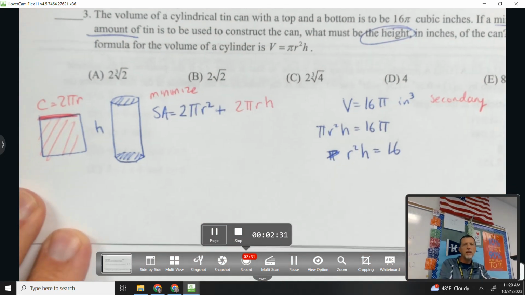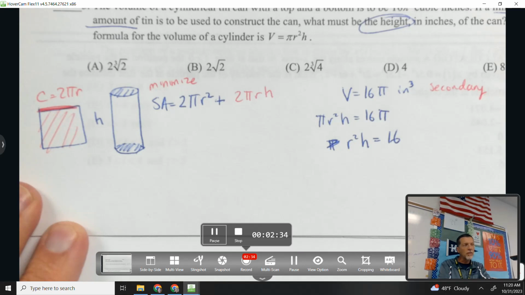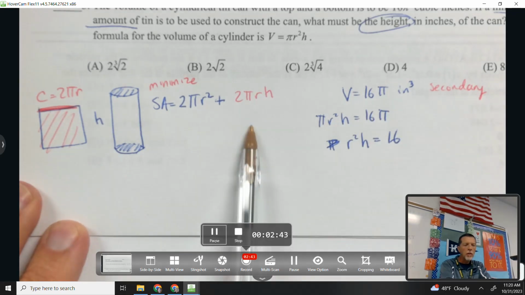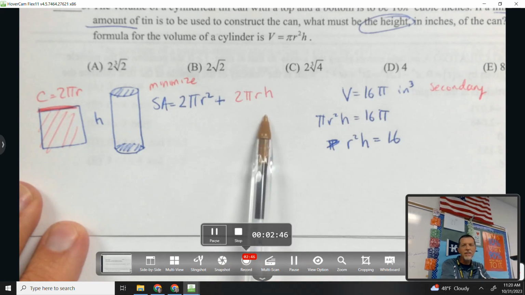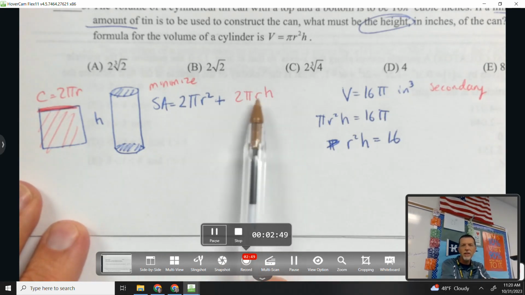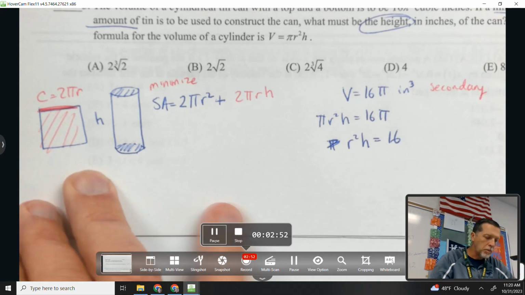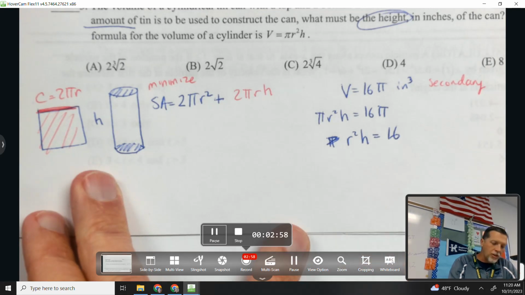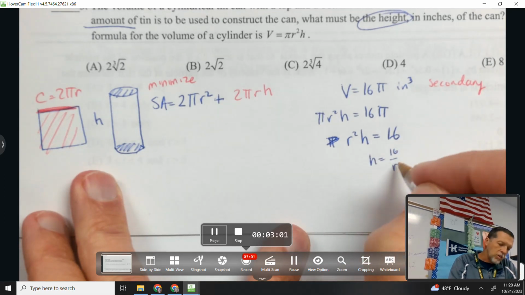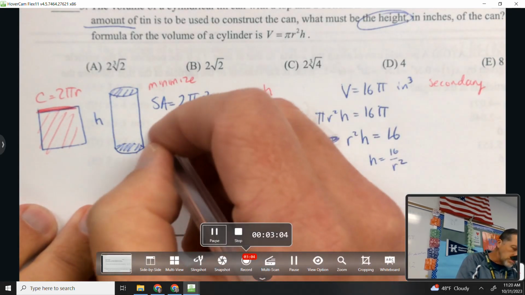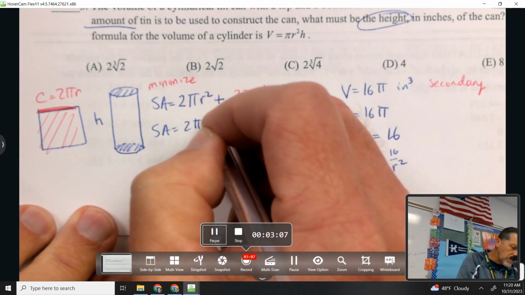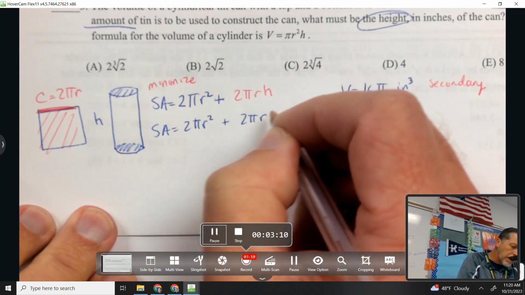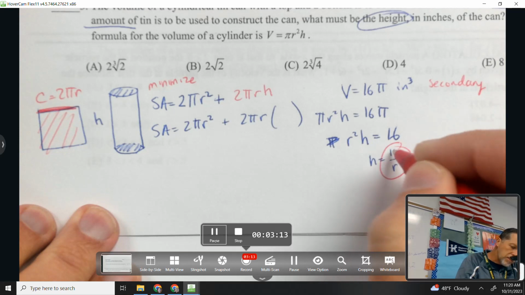Which means I'll need to take a derivative, but not yet. Why don't I want to take a derivative of that right now? I can substitute first. There's 2 variables, so that would be really ugly. I mean, it's possible, but it'd be really ugly. So it'd be better if I could solve for r or h. You can do either one. It sure looks like h would be easier to solve for. So I'm going to do 16 over r squared. So surface area is 2 pi r squared plus 2 pi r times 16 over r squared.